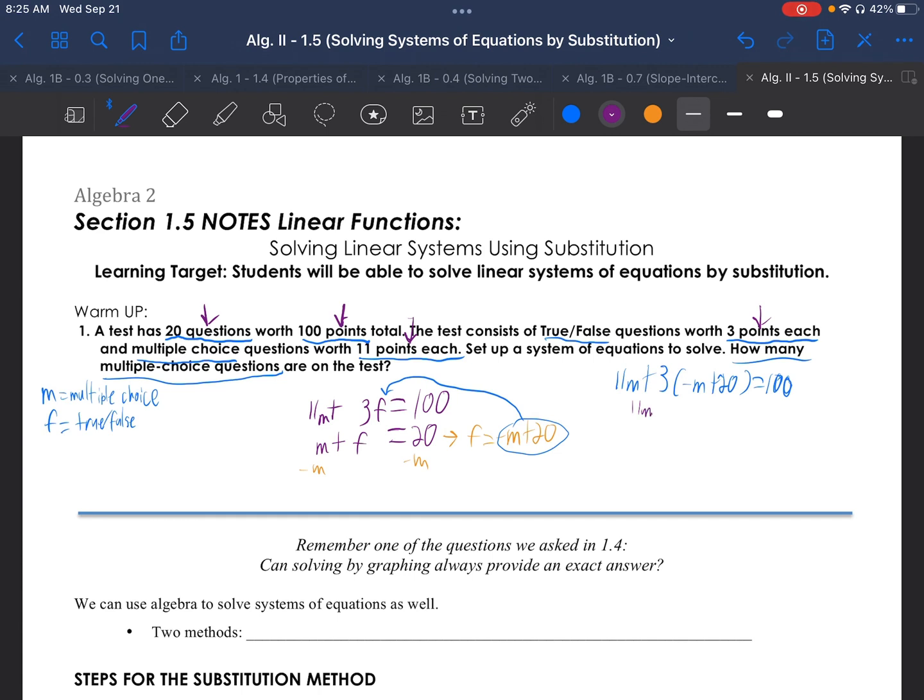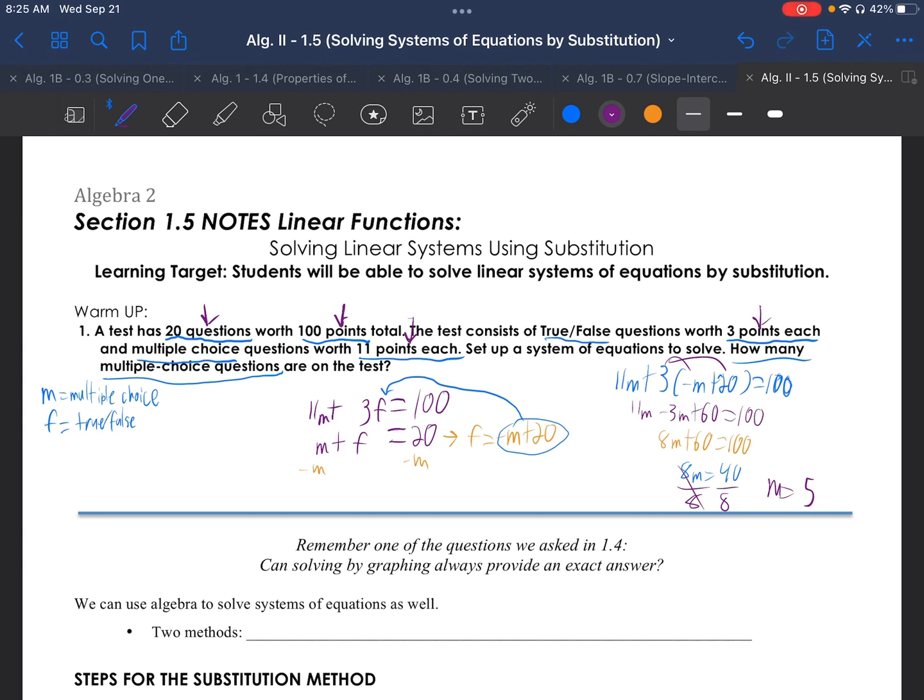So I distribute my 3 and get negative 3m plus 60 equals 100. Combine like terms, and I get 8m plus 60 equals 100. Then I'll subtract 60 from both sides and get 8m is equal to 40. Now as we divide by 8, we have, hey, there are 5 multiple choice questions.